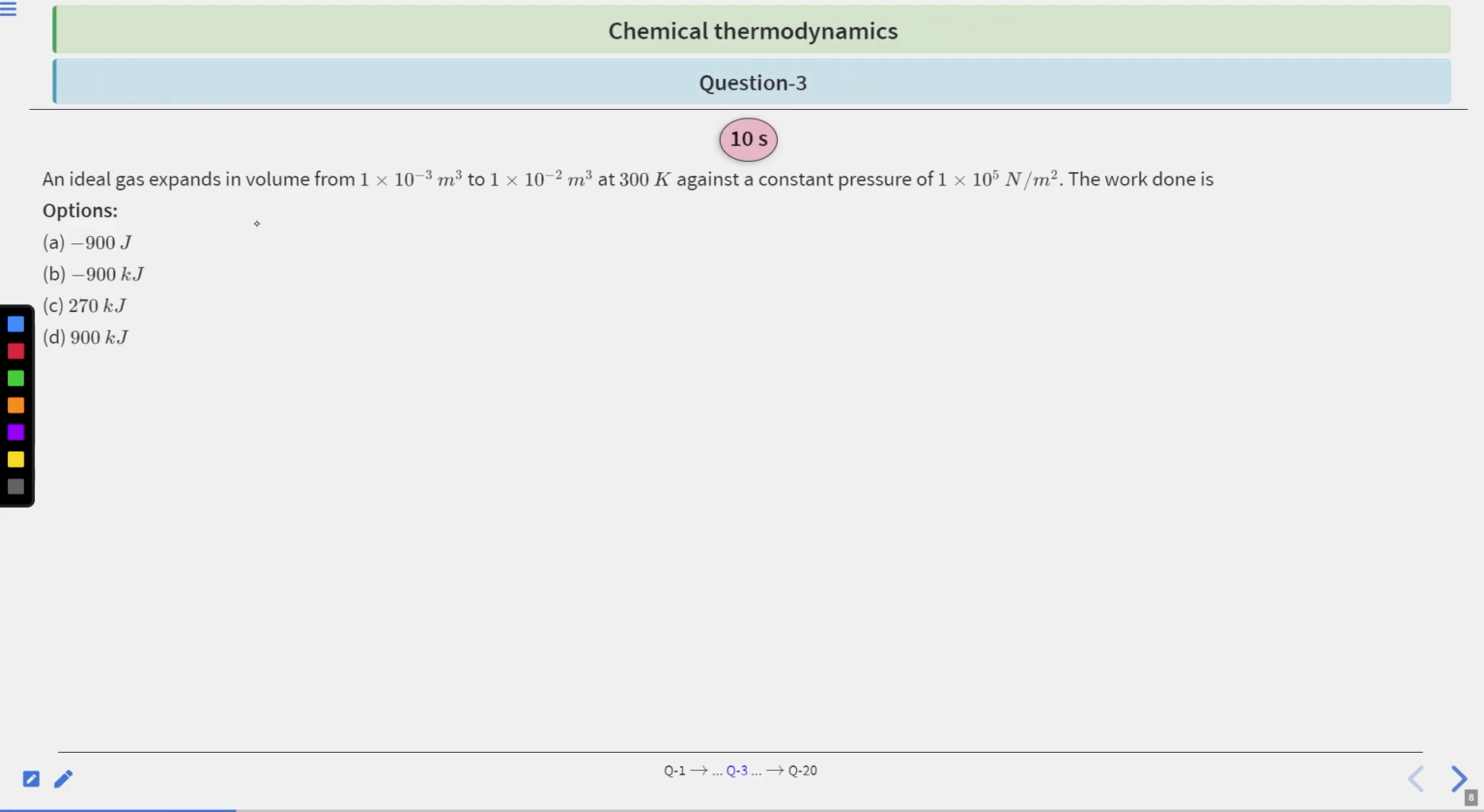An ideal gas expands in volume from 10 to the power minus 3 meter cubed to 10 to the power minus 2 meter cubed at 300 Kelvin against a constant pressure of 10 to the power 5 Newton per meter square. The work done is: options are minus 900 joule, minus 900 kilojoule, 270 kilojoule, 900 kilojoule. You have 10 seconds to solve this question. After that, we will see the answer.